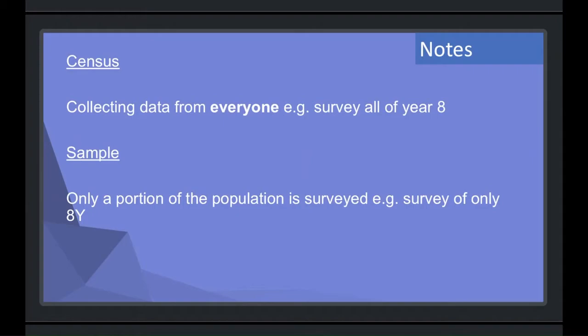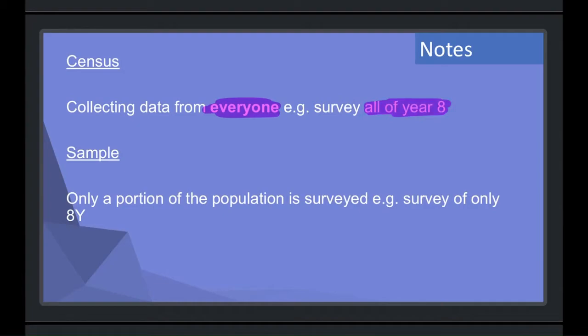Okay, last one. Ways of collecting data now. We're talking about census. Comes from everyone. That's the key thing there. For instance, in Australia, every few years we do a census where literally every single person contributes some information to that. But it can be on a smaller scale as well. For instance, we could survey all of year 8 and we would call that a census of year 8.